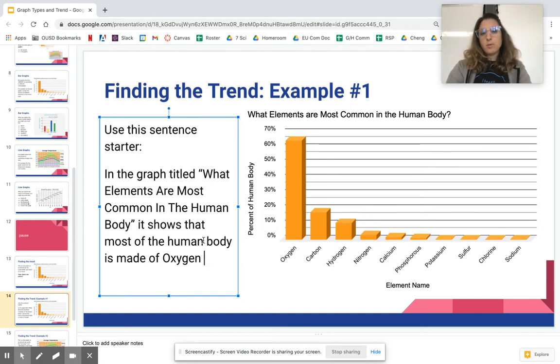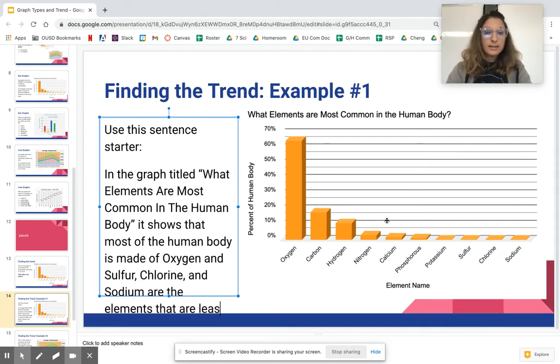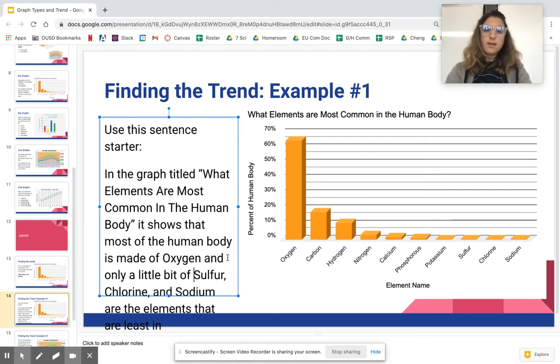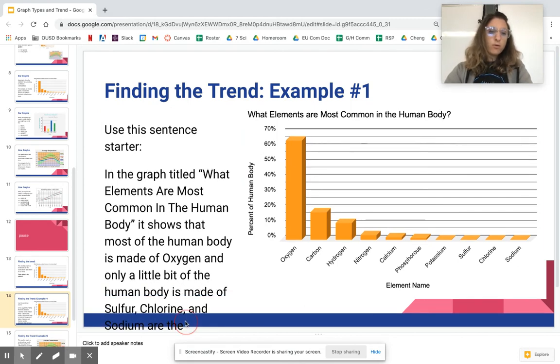And let me add in a little bit more. Maybe I would say, and these three elements, sulfur, chlorine, and sodium, are the elements that are least in the human body. That sounds kind of funny. Sometimes you have to re-edit what you say. Most of the human body is made out of oxygen, and how about only a little bit of the human body is made of sulfur, chlorine, and sodium.